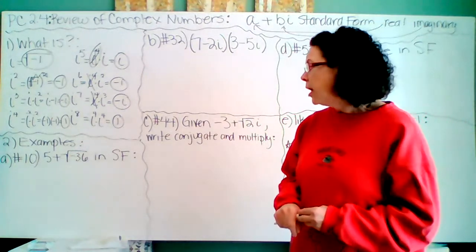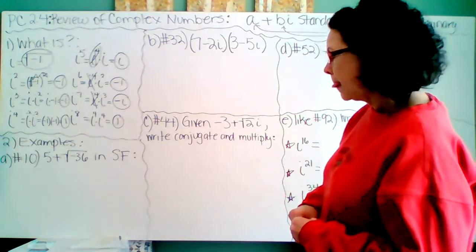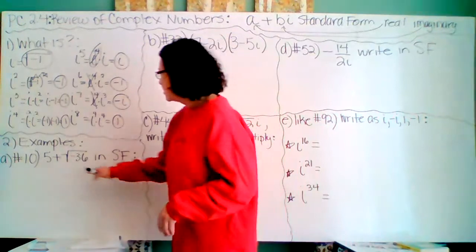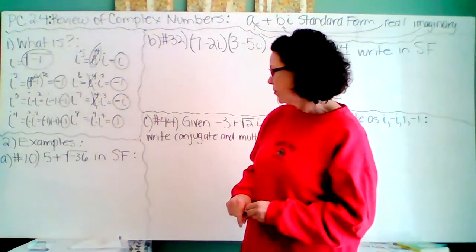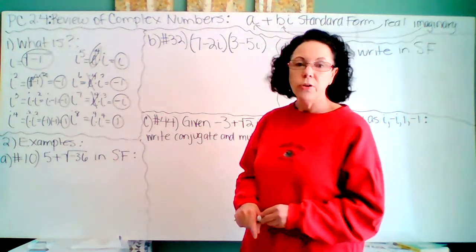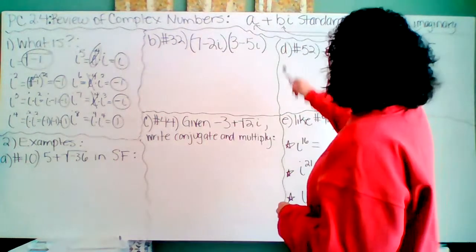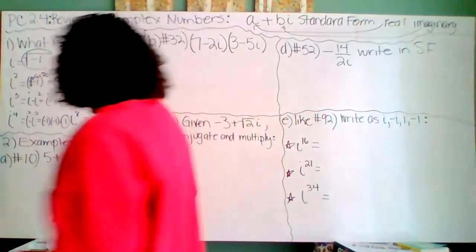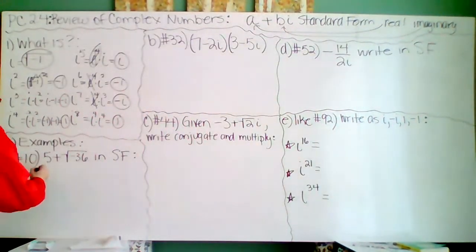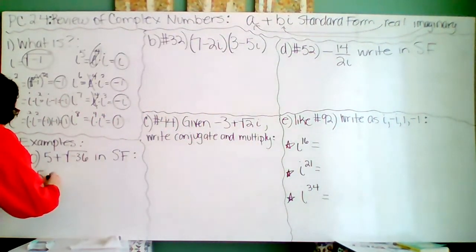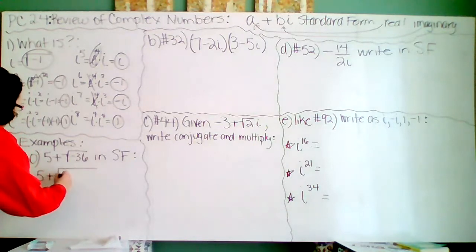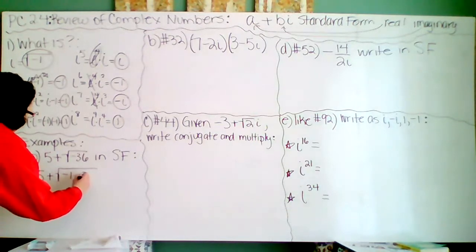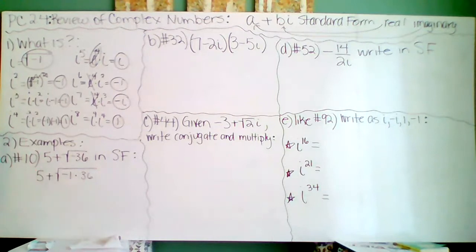Okay, number 2, let's do example 10. They gave you 5 plus the square root of a negative 36, and they want you to write it in standard form, this being the standard form right here. Well, we already have the a, right? We already have the real part, plus this negative 36, I'm going to write as a negative 1 times 36.